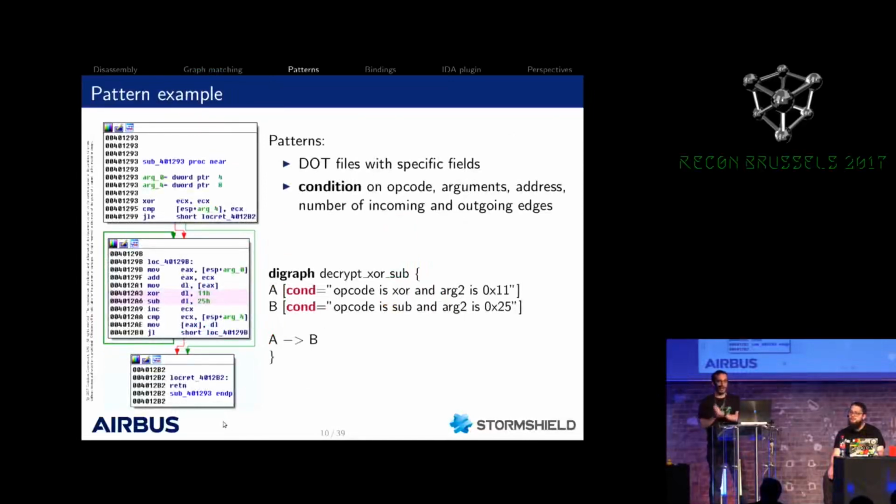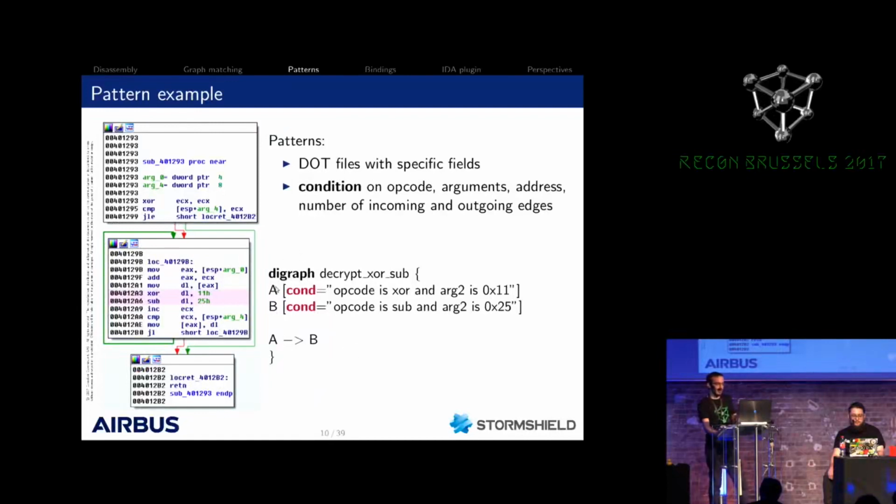I talked about how we can match them, but now I will say what patterns are and how they look. On the left you have our pattern for backspace, which was a decryption routine. We said that patterns are dot files with specific fields, because we will use conditions on opcodes, on arguments of instructions, on the address of the instruction, and so on. On the right you have an example of a pattern for backspace that matches exactly the two instructions XOR and sub. It's a dot file, a digraph, which is a dot keyword.